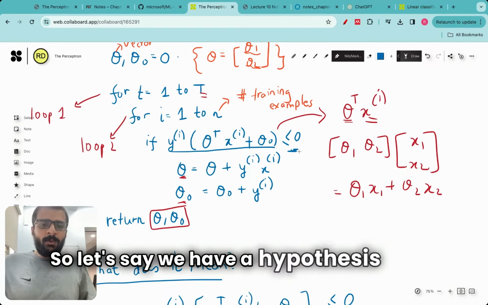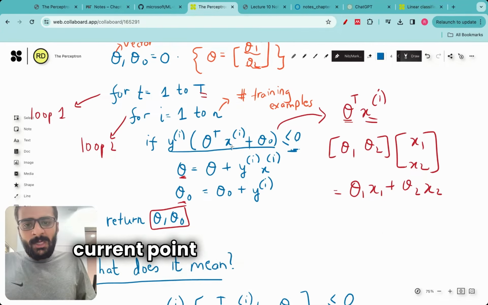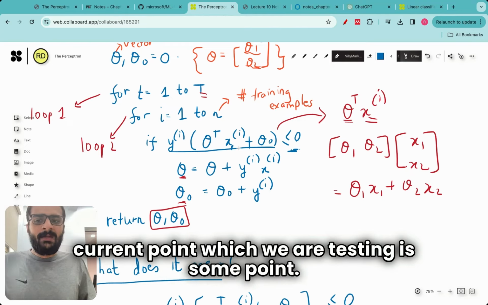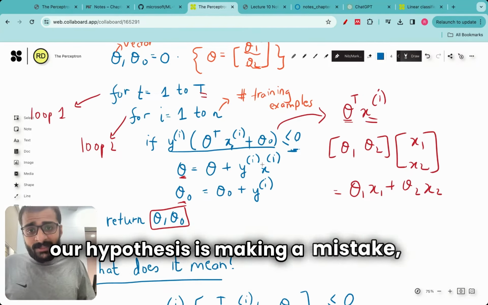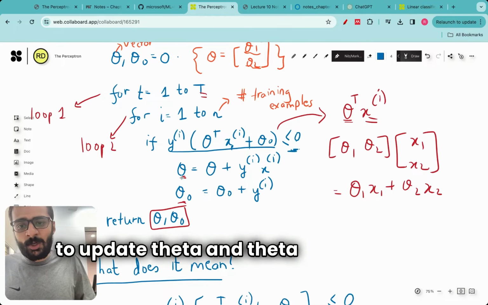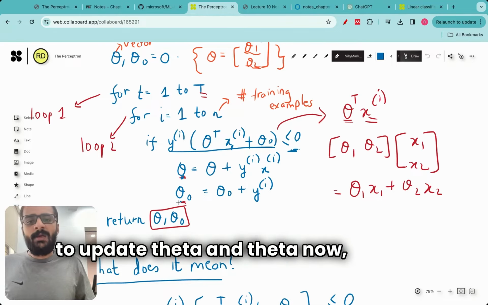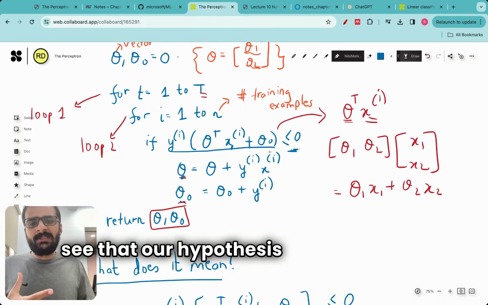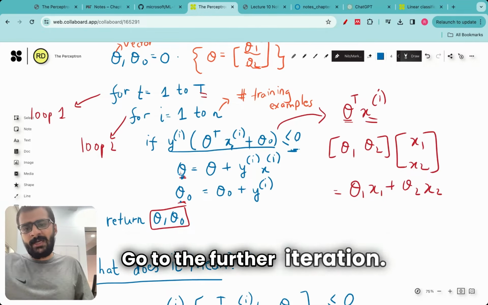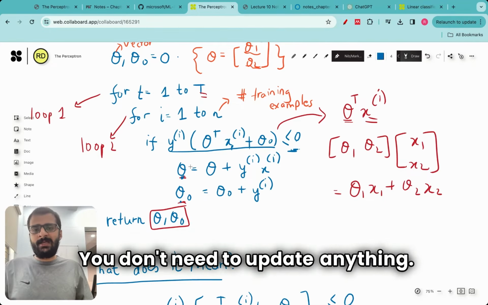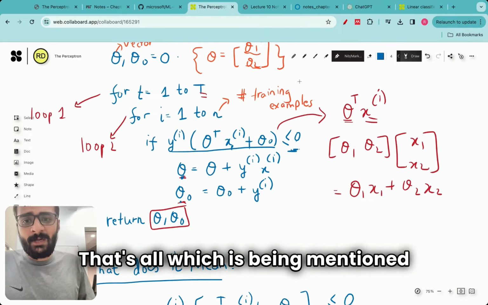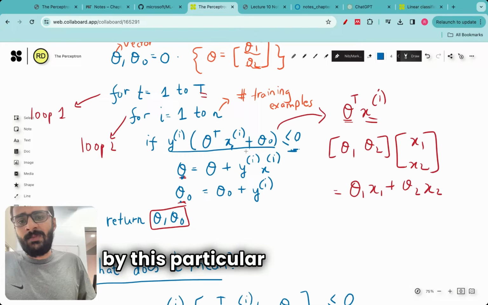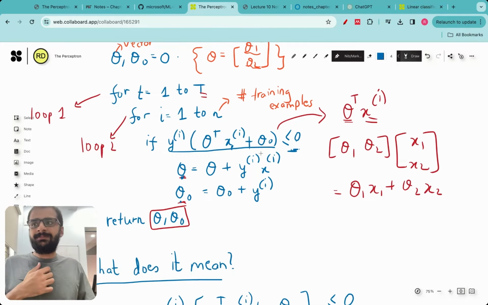So let's say we have a hypothesis and the current point which we are testing is some point. What this line says is that if we see that our hypothesis is making a mistake, then you need to update theta and theta naught. Whereas if we see that our hypothesis is correct, then that's it, go to the next iteration. You don't need to update anything. That's all which is being mentioned by this particular syntax here.